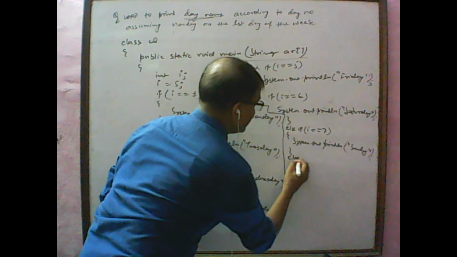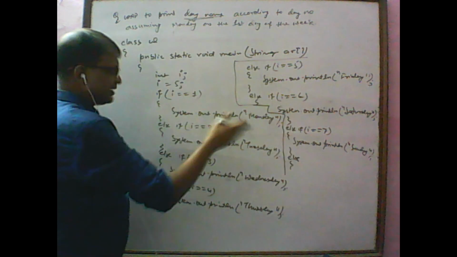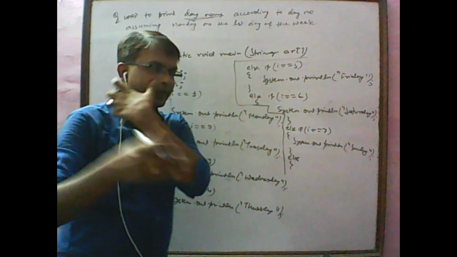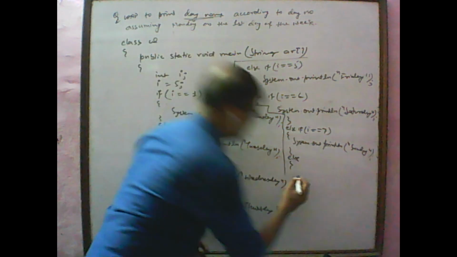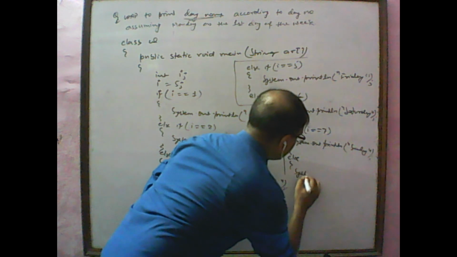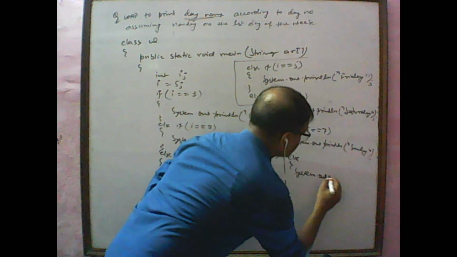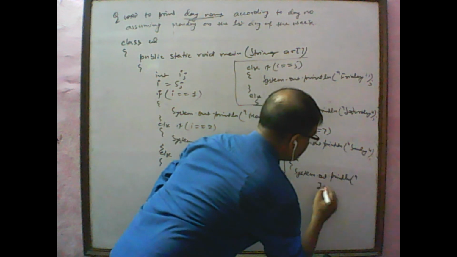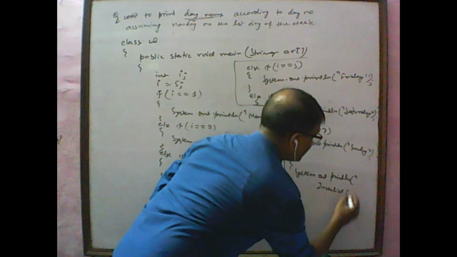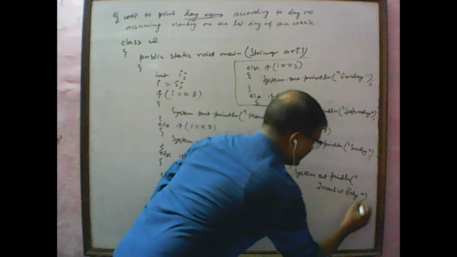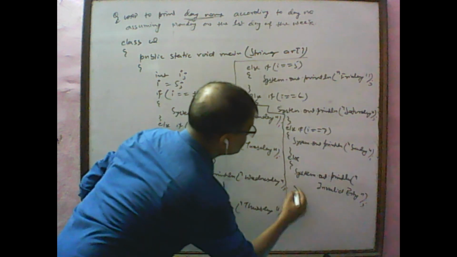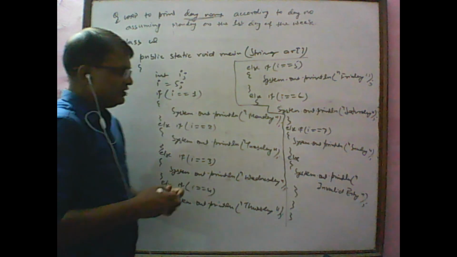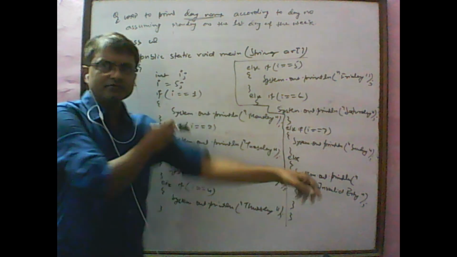So for that, else: except 1, 2, 3, 4, 5, 6, 7, if the user stored any value, that will be an invalid entry. So that will go in else, System.out.println invalid entry. Else close, main close, class close. So this is all about if else.